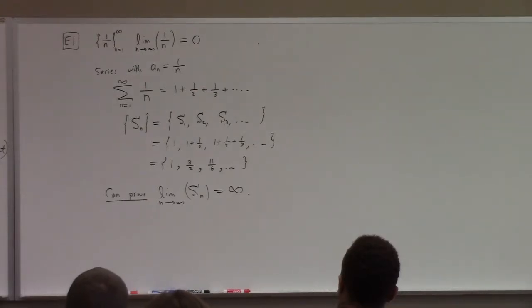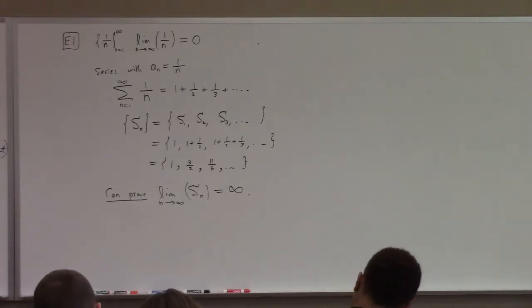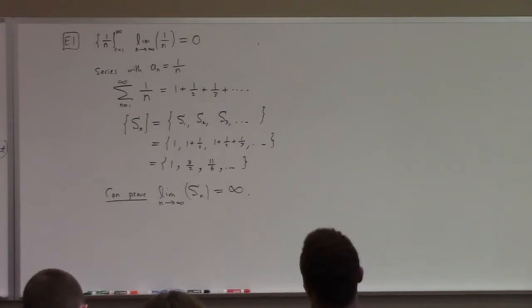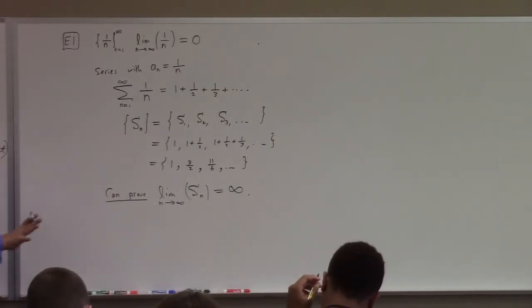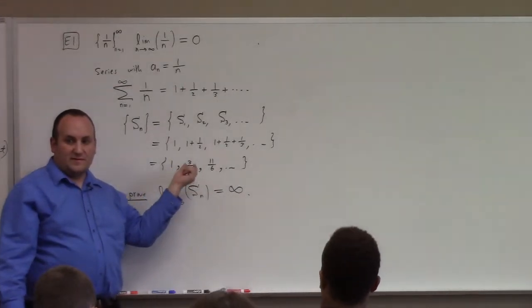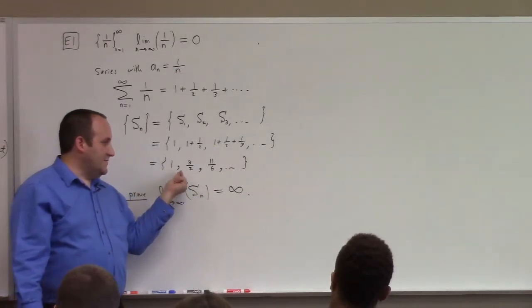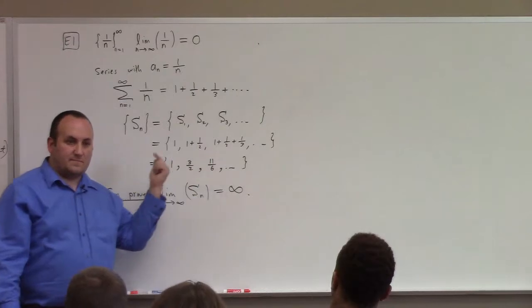So the sequence 1 over n converges to 0, but the series with terms 1 over n is not summable. It diverges. Why? Because the sequence of partial sums diverges. I've not shown that it diverges; I've given you some kind of argument you might believe. You can see what's going to happen here. What happens when I add the fourth? It gets bigger. If we keep adding things, we just keep getting bigger and bigger.